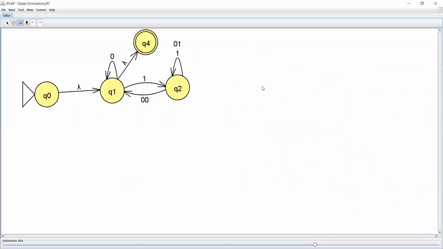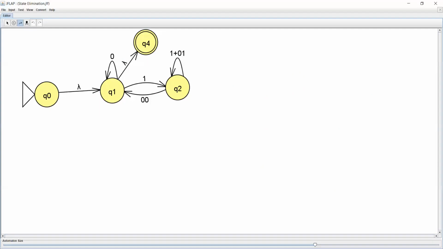Now let me do that change. Here I am going to remove this transition, and I will write 1 plus 0 1. So this is 1 plus 0 1. What has happened so far is, when we removed the state Q3, this is what we got.